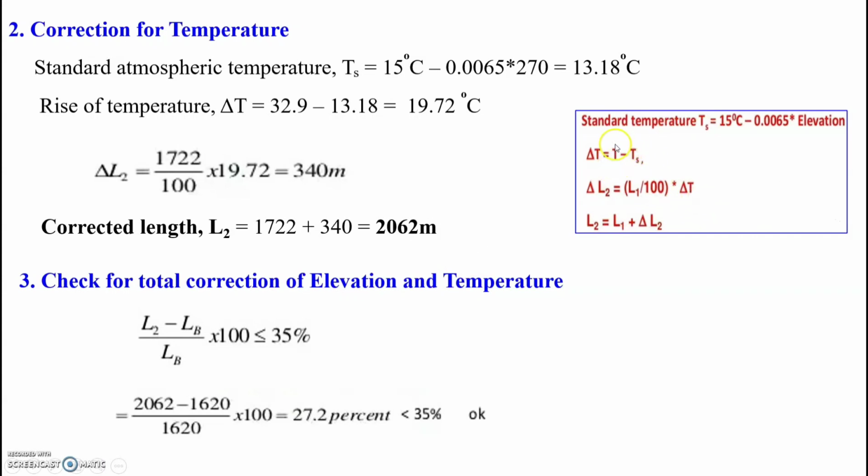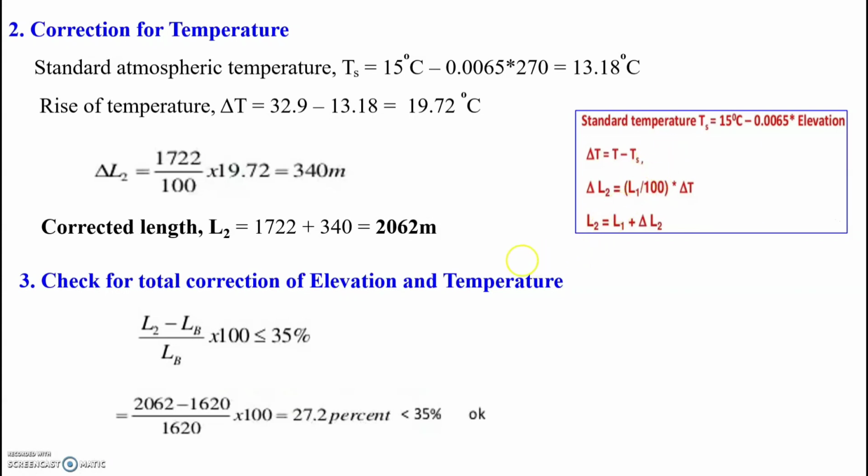In this formula, delta T is equal to T minus Ts, where T denotes the airport reference temperature. In this particular question, that T value is directly given to you. It is given as 32.9 degrees Celsius. Coming to Ts.